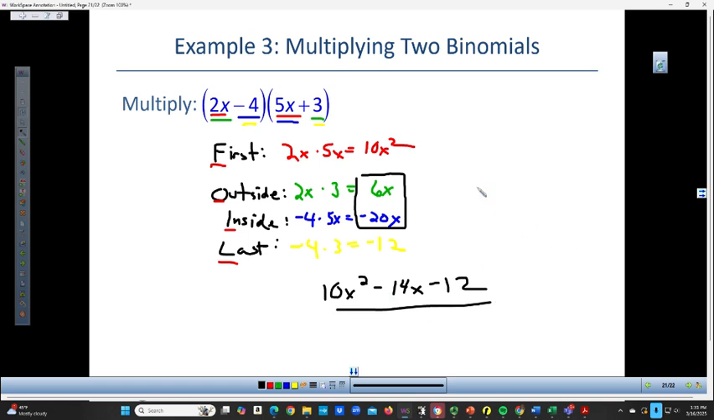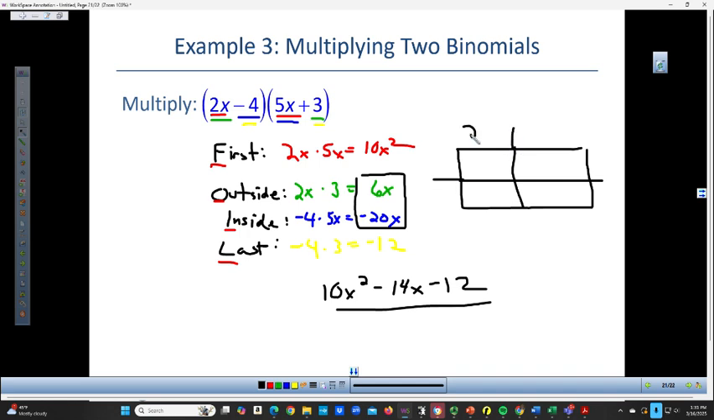Now, the box method I was talking about is you literally will draw yourself a box. Okay, and I'm going to just put 2x minus 4, or I could have put 5x plus 3. It doesn't matter. 5x plus 3. And then you're just going to multiply where these two terms come together. So 5x times 2x is 10x squared. 5x times negative 4 is negative 20x. 2x times 3 is 6x. And positive 3 times negative 4 is negative 12.